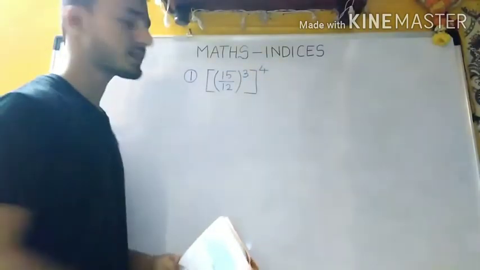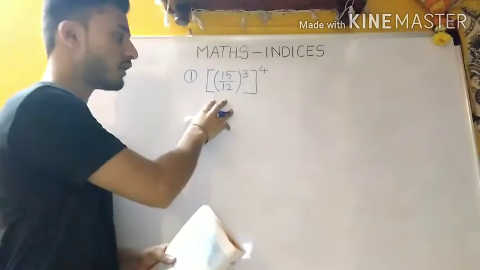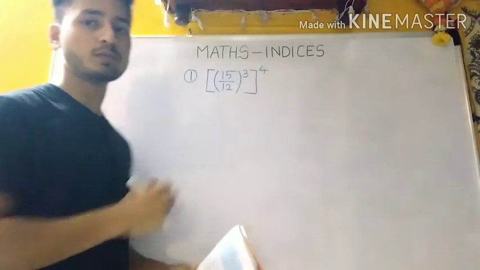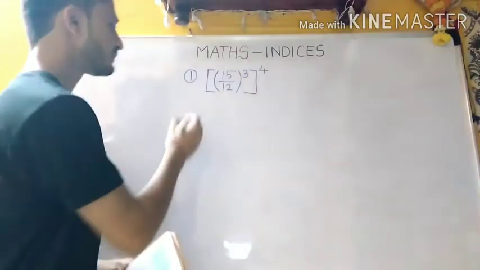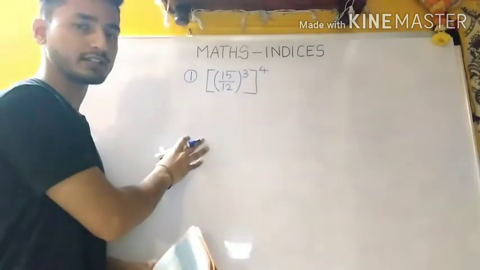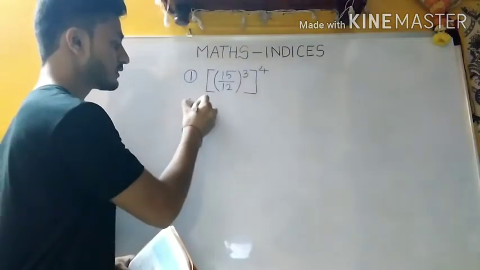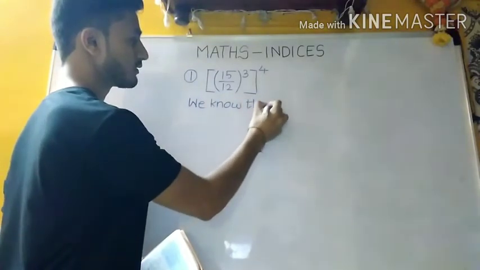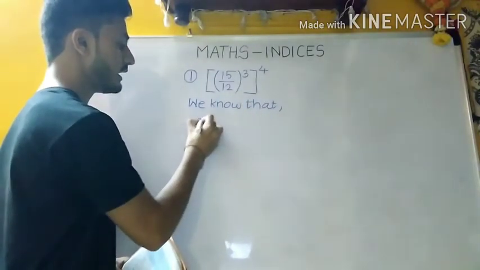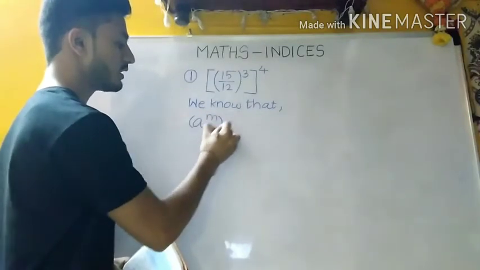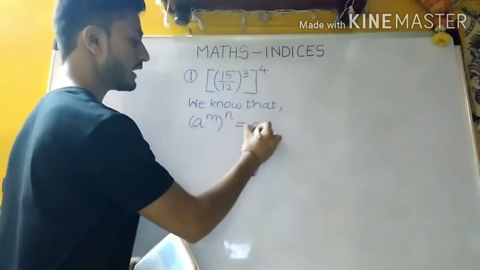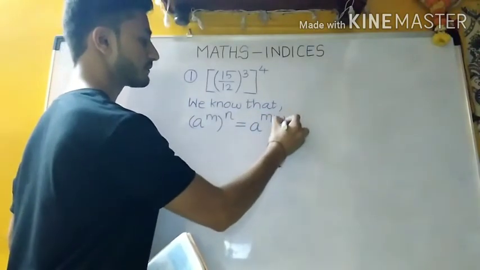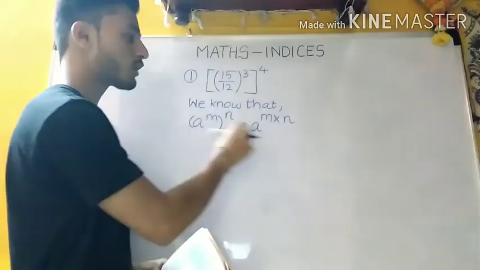Now if you observe this, it is the third law which we learned right now. Okay, so it is 3 and 4. There are two powers. So when there are two powers, we are going to multiply. Before that we are going to first write the formula or the law. We know that (a^m)^n is equal to a raised to the power m multiplied by n. So when there are two powers, we are going to multiply.